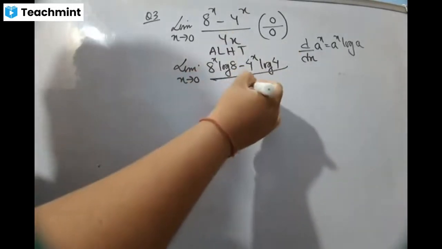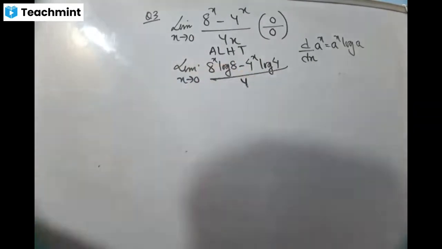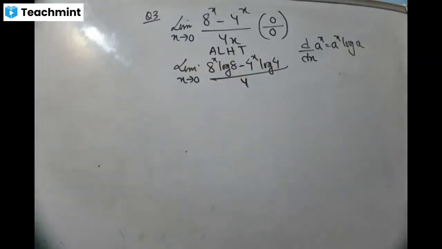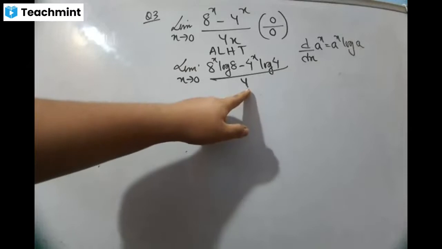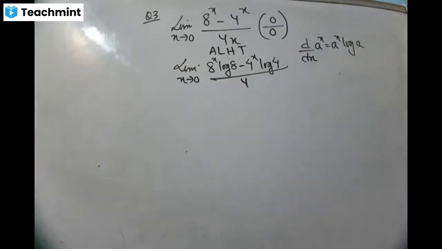4 is a constant and differentiation of x is 1. So this is the first function after derivative. Is that clear? Now everyone look at the denominator. Look at the denominator. What do you see? It is 4. That means no more 0, isn't it? That means this itself is my answer. Now just put the value.